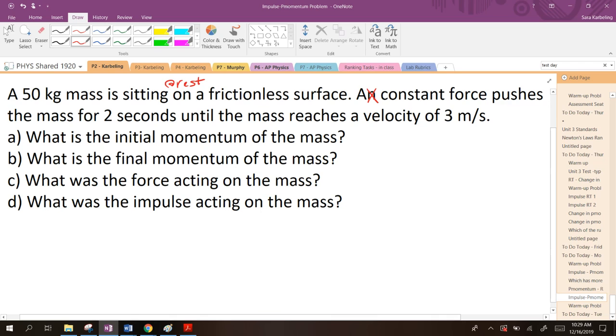Question says, what is the initial momentum? What is the final momentum? And then figure out the force and the impulse. I think you can do this. So I'm going to let you work for a couple of minutes. I'm going to let you talk to your table mates, figure this out, and then on your board, I want you to split your board into 4 quadrants, A, B, C, D, and put your answers to those questions on your board once you've got them. Sound good? Make it happen.